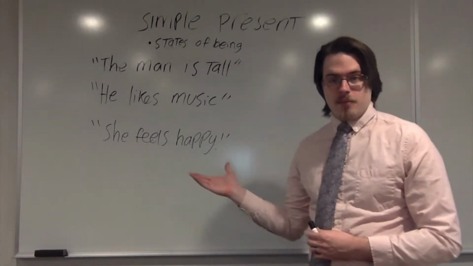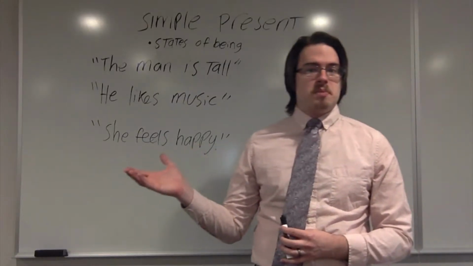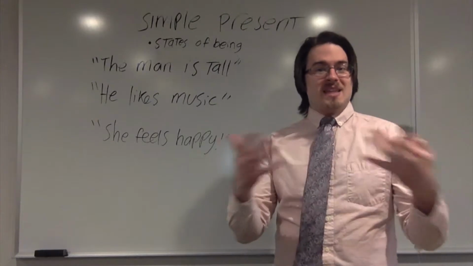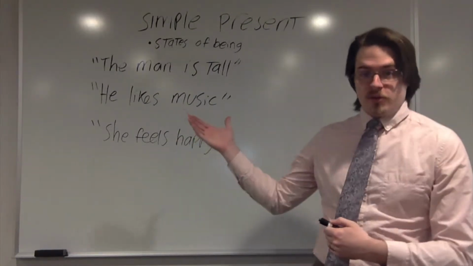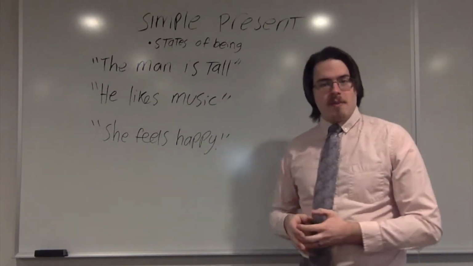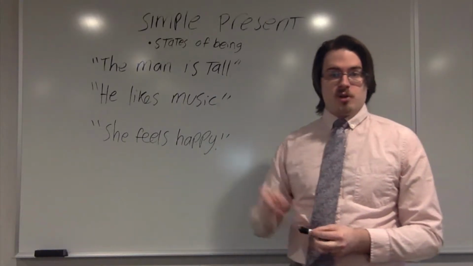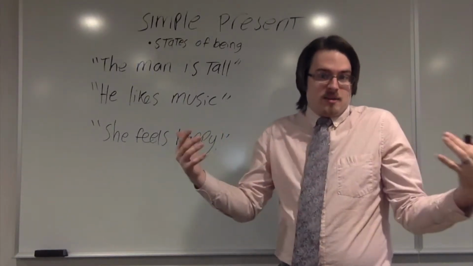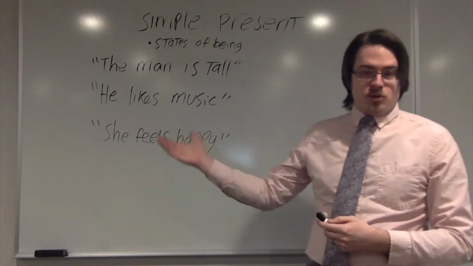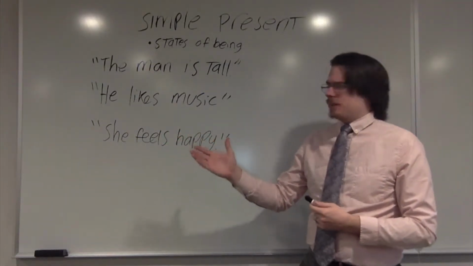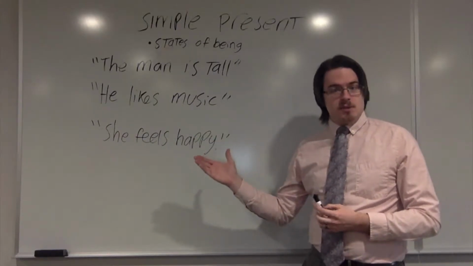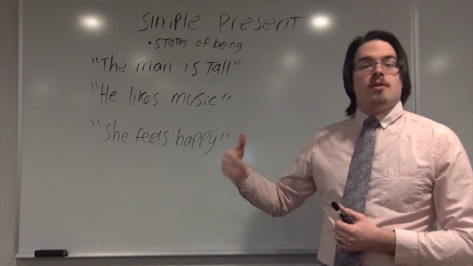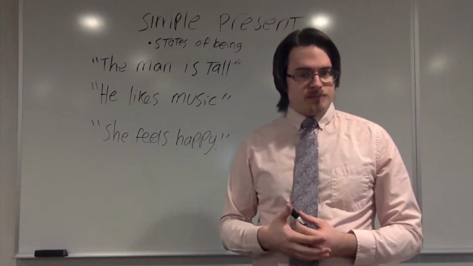Here are some examples of the simple present tense being used of stative verbs, that is, verbs that convey states of being. So in the first example here, the man is tall. We have the verb is, stating at the present time the man is tall. While in number 2 and 3 here, we see something a little bit different. He likes music, or she feels happy. These are also stative verbs.